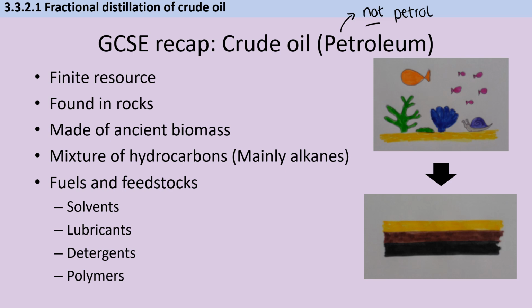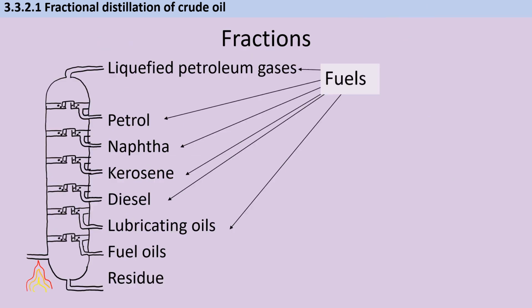Crude oil is a mixture of hydrocarbons, mainly of the alkane class, and these different alkanes are used as fuels and chemical feedstocks, and we use a process called fractional distillation to separate the different hydrocarbons so that they can be used. Fractional distillation is used to separate mixtures of compounds that have similar boiling points, and in the case of alkanes that's going to be because they have similar chain lengths.